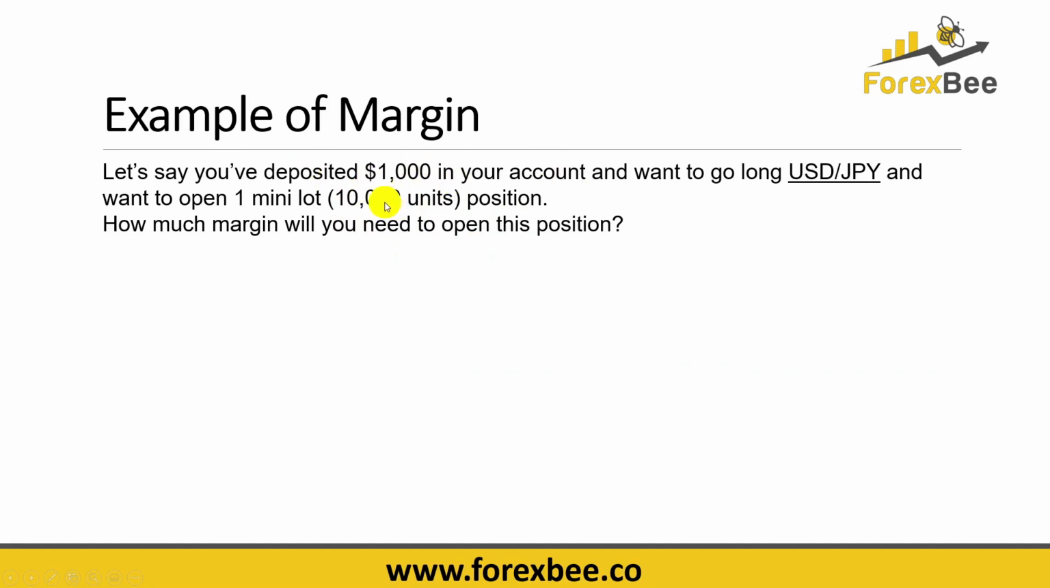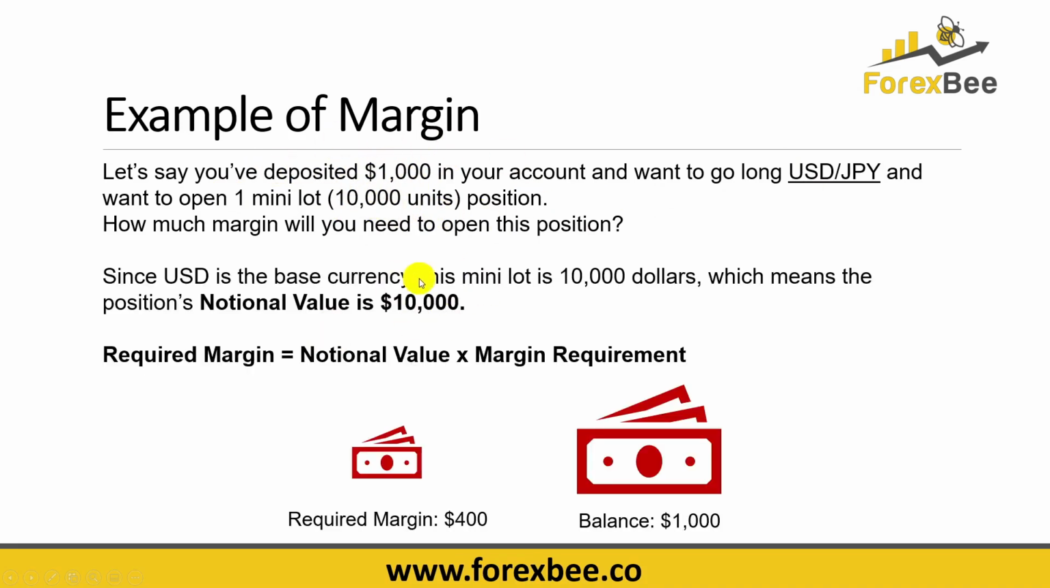If you have $400 in your account, then you can take this long position. You can open up a mini lot and take a long position in your trading account. The notional value is the trade or the lot you want to open. Here in this case the notional value is $10,000 and your required margin would be the notional value multiplied by 4%, which is basically 0.04. So the answer would be $400.